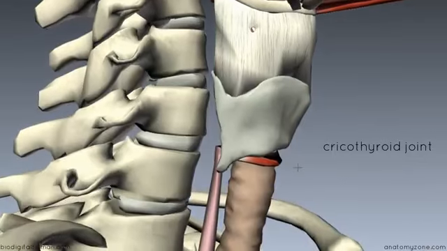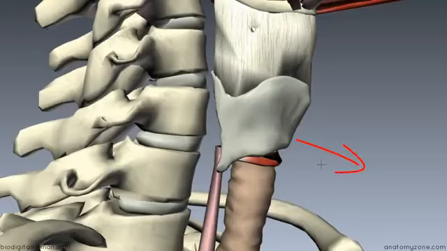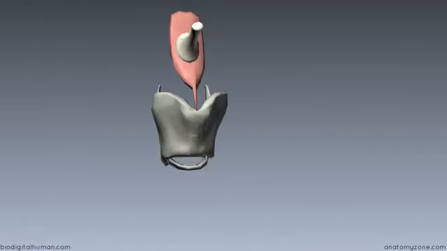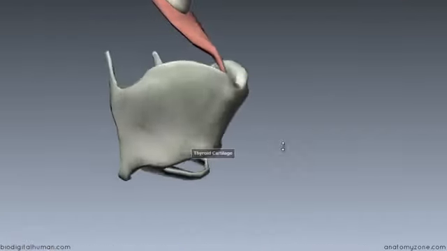So when this muscle contracts, you can see that if it pulls this way, it's going to bring the thyroid forward, and this part can pull it downwards. So you get forward and downward movement of the thyroid cartilage when the cricothyroid muscle contracts. So it's pulled downwards and forwards. So what are the implications of this movement?